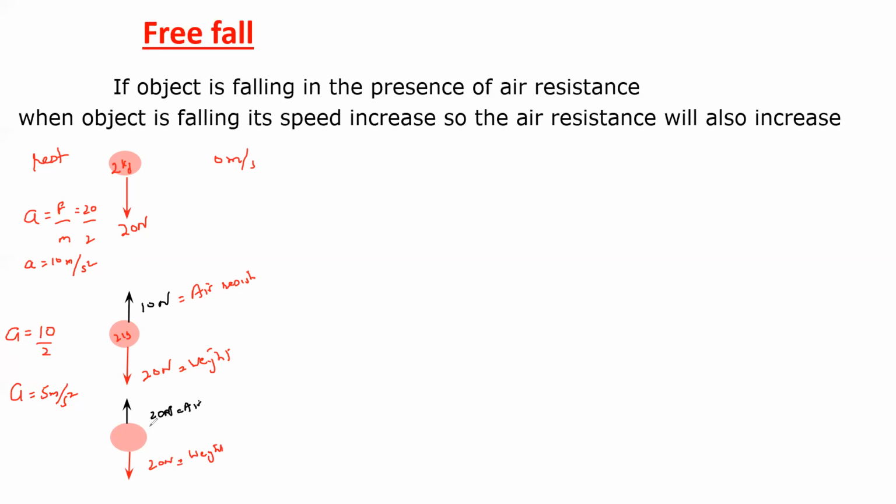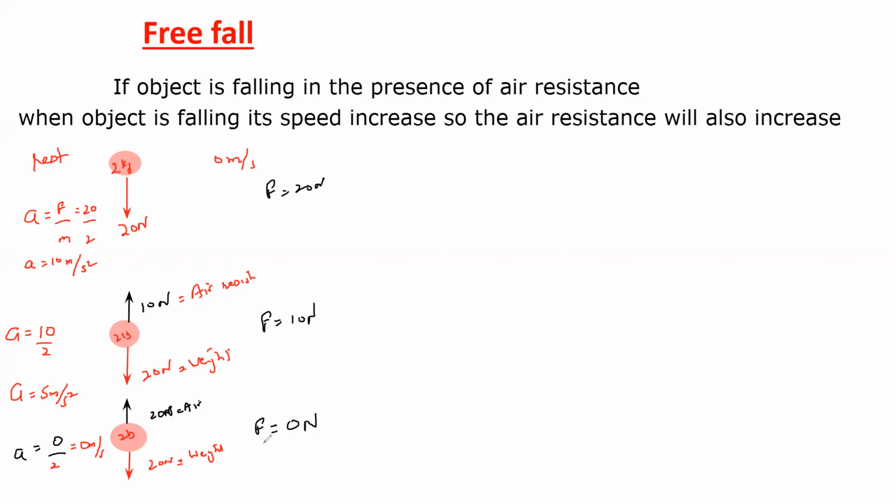So if air resistance is 20 up and the weight is 20 down, what is the resultant force on the object? Here the resultant force was 10. Here the resultant force was 20. And what about the resultant force here? 20 Newton, air resistance is upward and weight is acting downward. So resultant force will be 0. And when resultant force is 0, so 0 divided by the mass, which is 2 kilogram, we'll get 0 meter per second square.